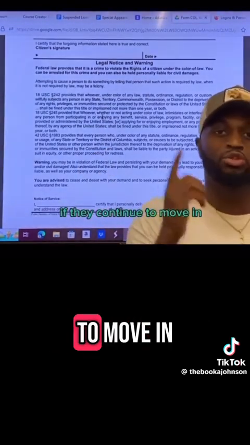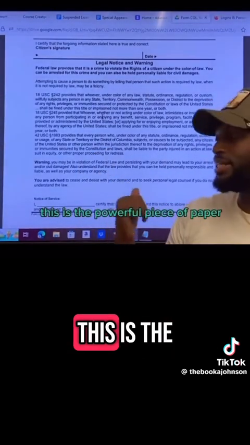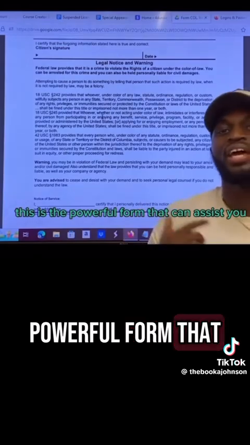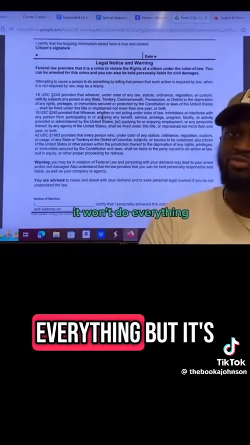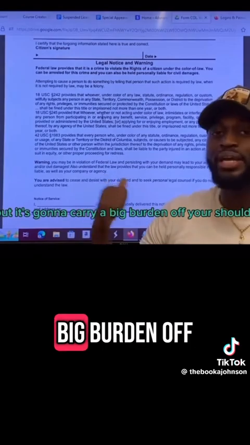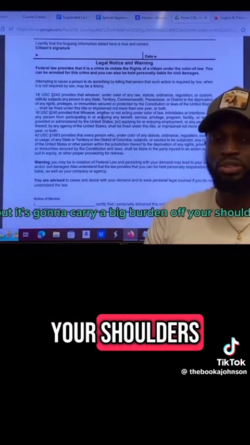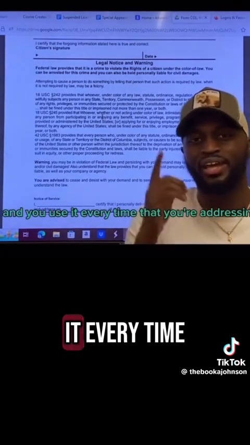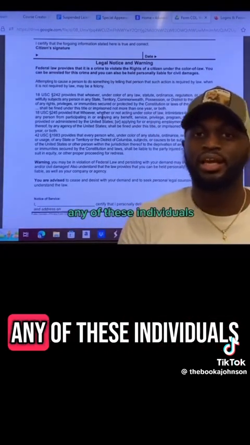If they continue to move in the direction that they want, this is the powerful piece of paper. This is the powerful form that can assist you. It won't do everything, but it's going to carry a big burden off of your shoulders. Make sure that you understand what the color of law is and you use it every time that you're addressing any of these individuals.